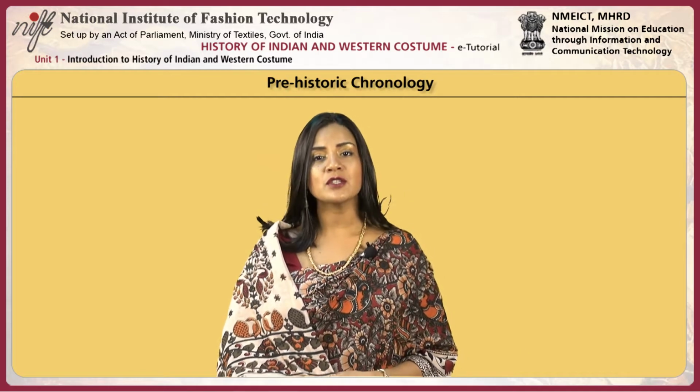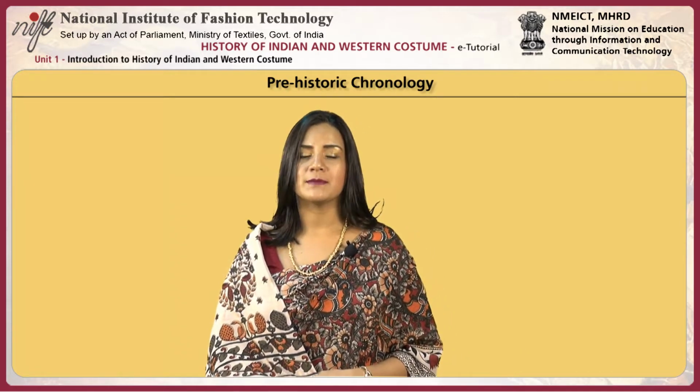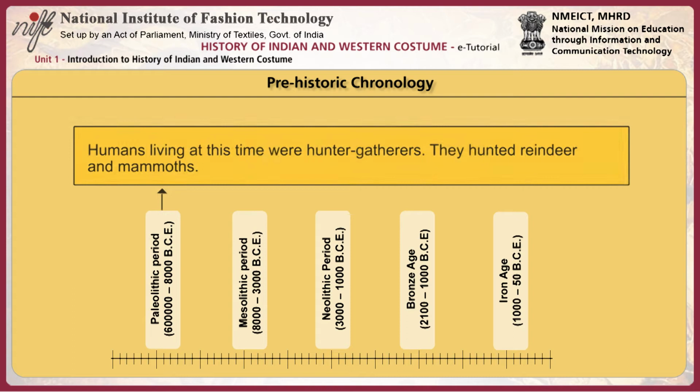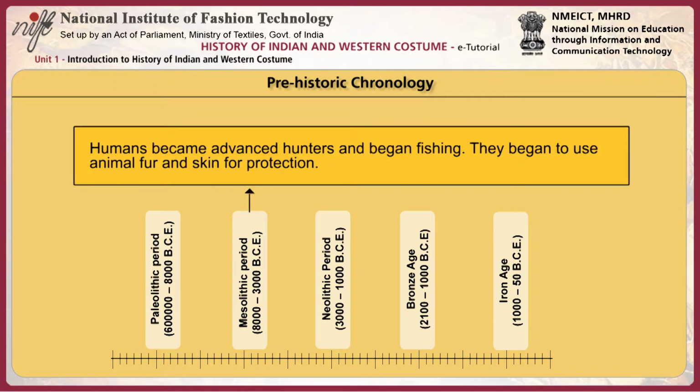Here is the prehistoric chronology of humans. Humans living at this time were hunter-gatherers. They hunted reindeer and mammoths. Humans became advanced hunters and began fishing. They began to use animal fur and skin for protection.